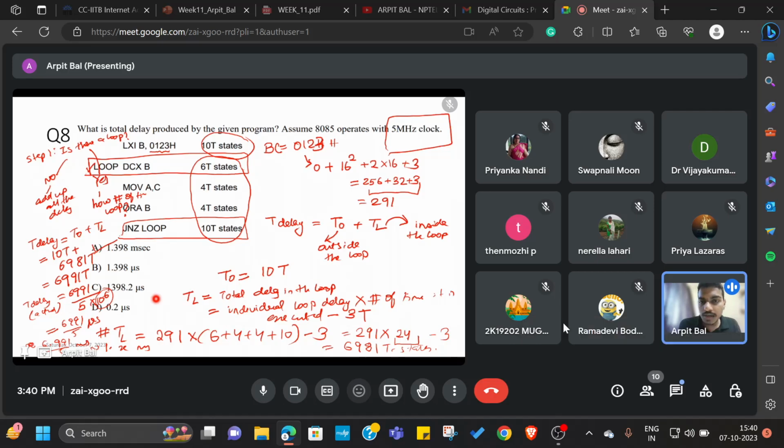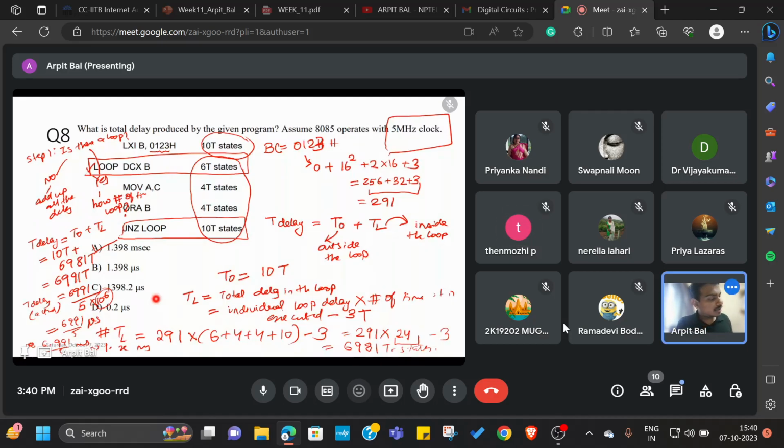So does anyone have any doubt in this question, how we solved this? This is a good question when it comes to loop. If you are clear with how we solved this question, then I don't think the normal question related to delay calculation will be an issue at a later stage. So is it clear for everyone, or does anyone have any doubt? We explained that -3, is that okay?